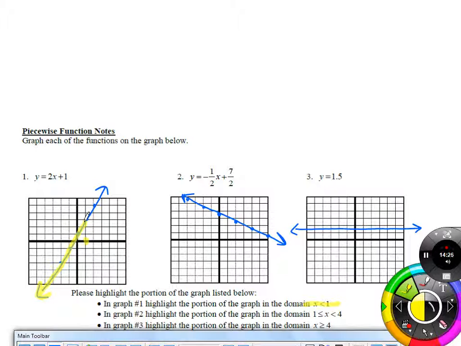So I'm saying with this line, if you only wanted the part that was in the domain where x is less than 1, you would be saying you only wanted this part of the line. Does that make sense to everybody? Because remember, our goal here is we don't know how to tell people where to end something and start something. So now we know that if we just tell them to highlight or use a certain part of the domain, the x's, we can restrict what they're doing.